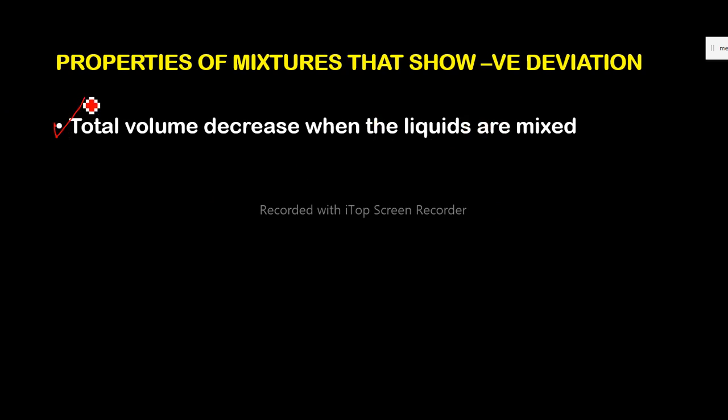So the total volume is going to decrease when the two liquids are mixed. Why? Because the new intermolecular force of attraction between unlike molecules are strong. So liquids, they will be strongly attracted to each other, which leads to a decrease in volume. The heat is going to be given off, okay? Because breaking a bond requires energy, and the formation of bond, energy is given out.